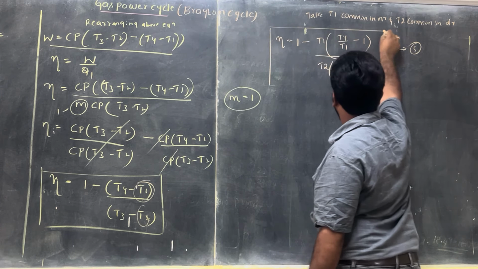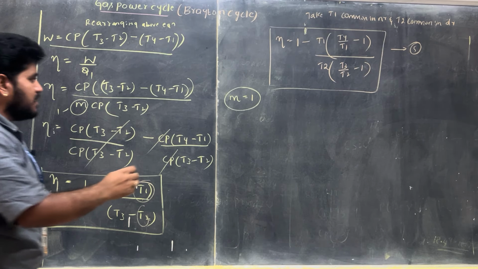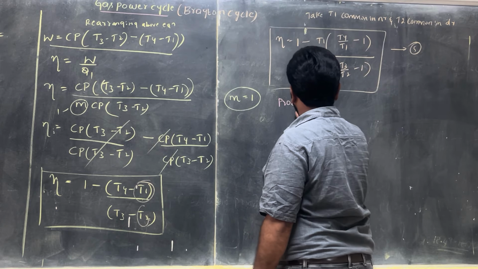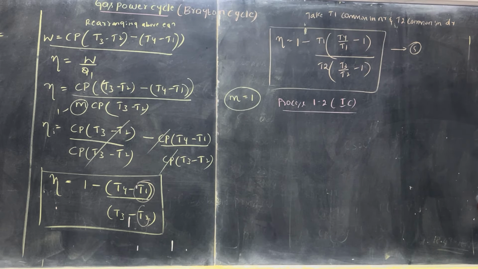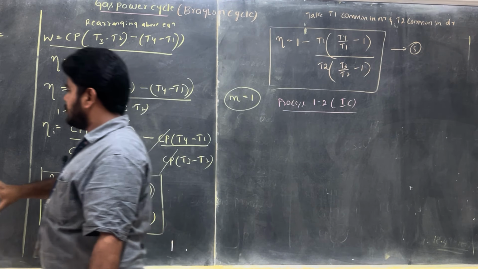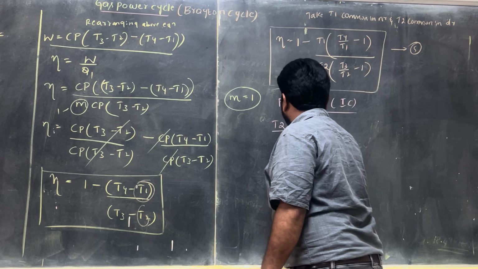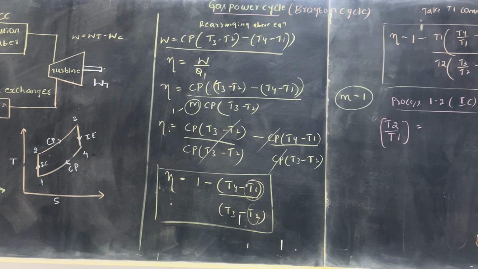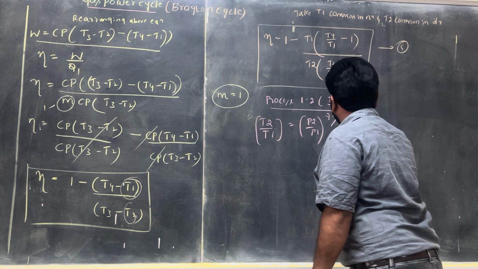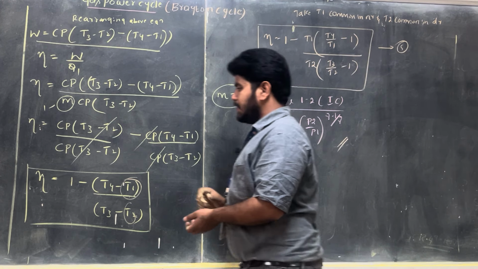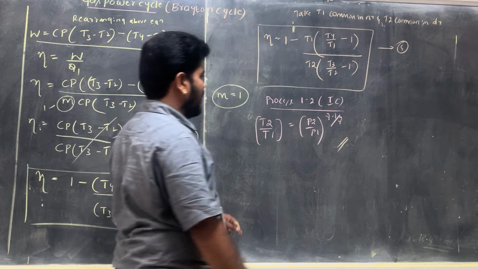Now we should take the different processes, that is, from process 1 to 2. This is isentropic compression, so I should take the TP ratio here. T2 by T1 is equal to P2 by P1 to the power of gamma minus 1 by gamma. This is a very, very important formula: T2 by T1 is equal to P2 by P1 to the power of gamma minus 1 by gamma.